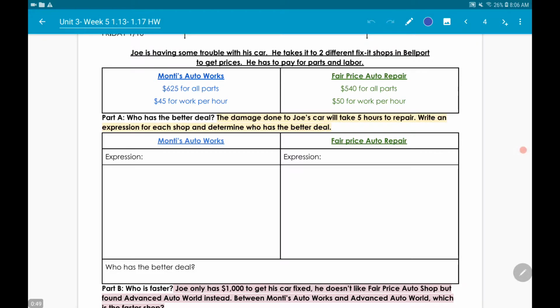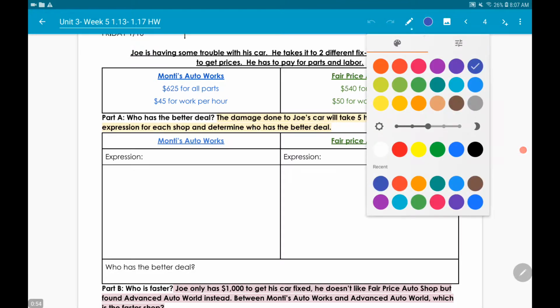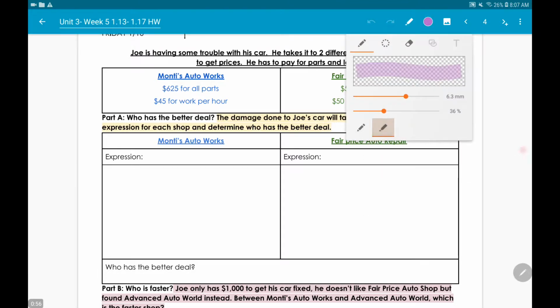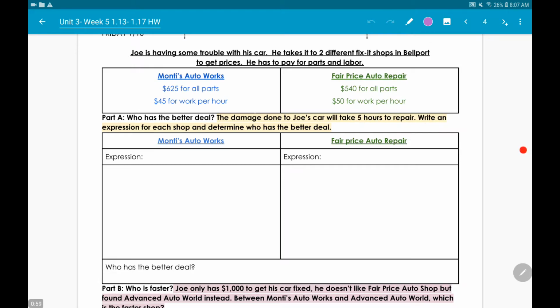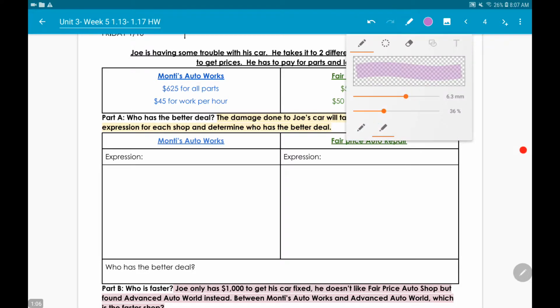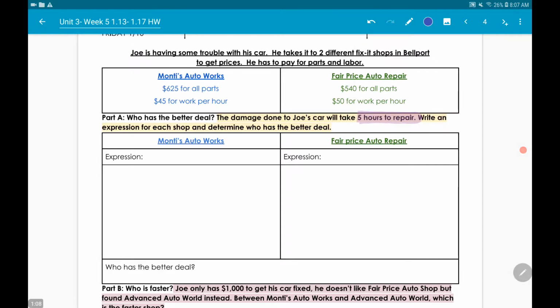Okay, so part A, who has the better deal? So they're giving us some extra information here. They're saying that the damage done to Joe's car will take 5 hours to repair. So let's go back and look at our situations. $6.25 for all parts. And then we have $45 per hour. So we could take per as multiply, and an hour is our unknown. So that will be our H.